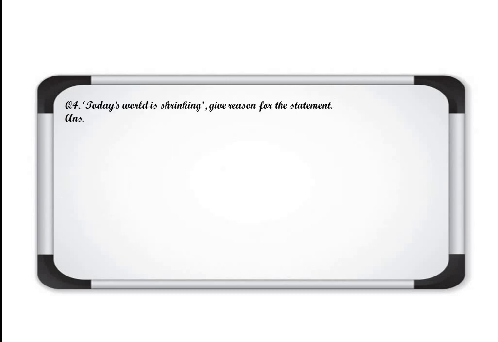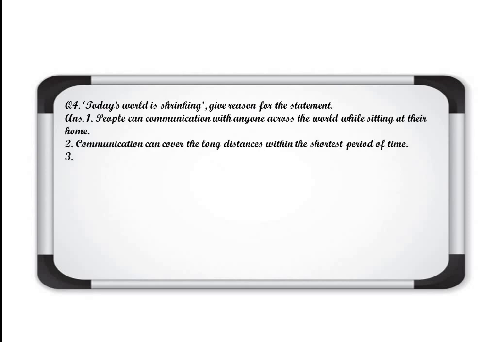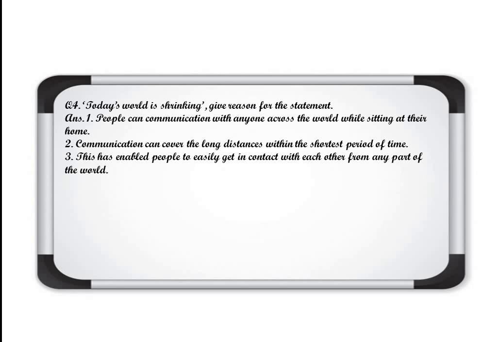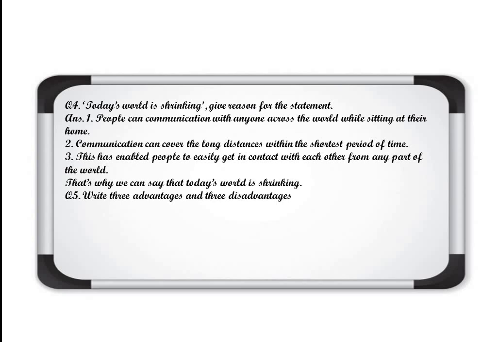Question number 4, today's world is shrinking. Give reason for this statement. People can communicate with anyone across the world while sitting at their home. Number 2, communication can cover long distances within the shortest period of time. This has enabled people to easily get in contact with anyone in any part of the world. That's the reason we can say today's world is shrinking.